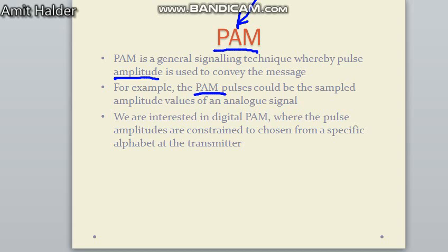So in PAM, pulses could be sampled amplitude values of an analog signal. That means there is an analog signal, and if you just get the samples out of it, that's one kind of pulse amplitude modulation process. That means the analog to digital conversion process. So we are interested in digital PAM, where the pulse amplitudes are constrained to be chosen from a specific alphabet at the transmitter. That means we have to choose the alphabet by decoding the pulse amplitude. Okay, so let's go to the next part.